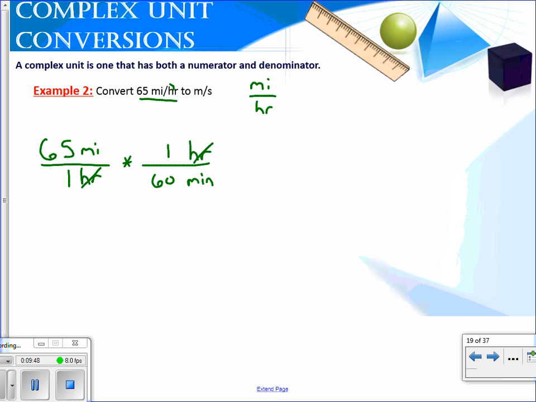Gets rid of that. If we stopped here, our answer would be in miles per minute, but we want to get to seconds, so we'll do it again. We want to get rid of that bottom unit. And 1 minute equals 60 seconds. If we stopped here, our answer would be in miles per second, but we want it in meters.